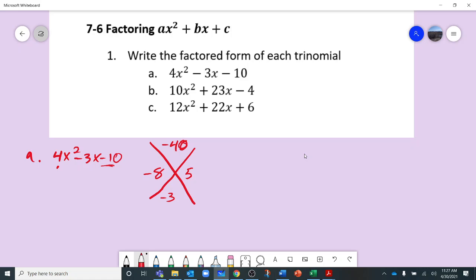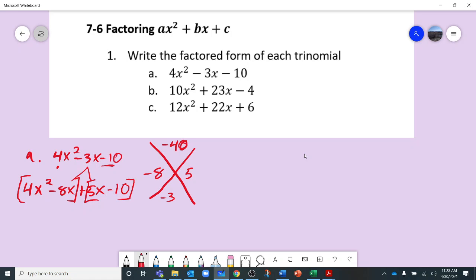And so we just need to rewrite our equation now with it grouped a little bit differently. So 4x squared minus 8x plus 5x minus 10. Negative 8x plus 5x, notice that that is the same thing as negative 3x. We just rewrote it with these factors that we came up with. And so now I'm going to take this part and factor out my greatest common factor, and this part and factor out my greatest common factor.